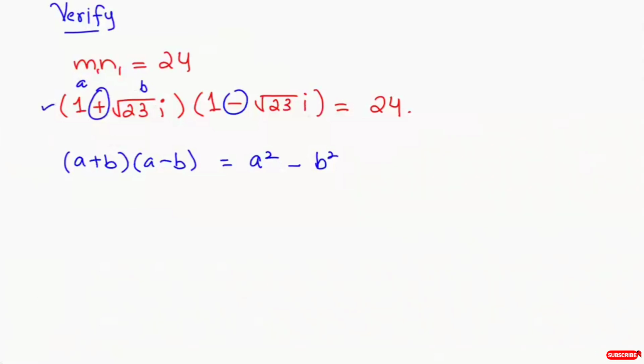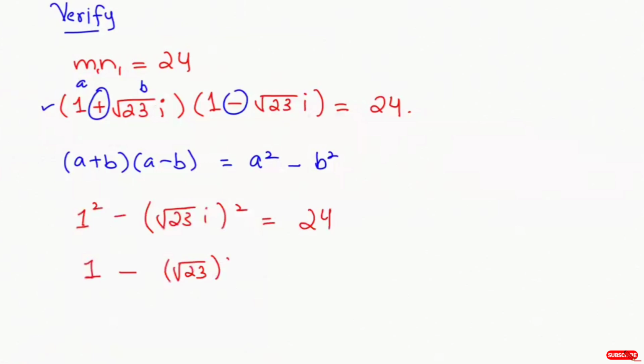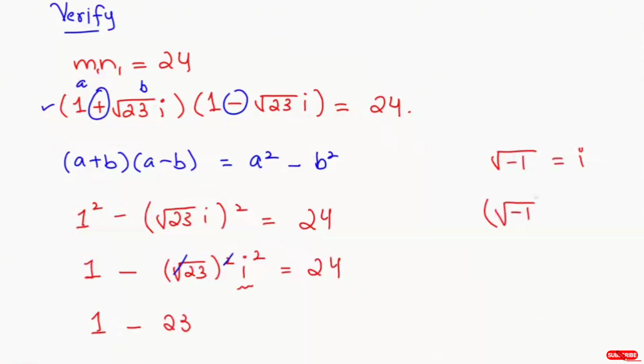So this equation turns to 1 square minus (root of 23 iota) whole to the power of 2 is equals to 24, and this will be equals to 1 minus root of 23 whole to the power of 2 iota square is equals to 24. Here this and this get cancelled, so this will turn to 1 minus 23, and in replacement of iota square I'm going to write root of negative 1 is equals to iota. I'm going to raise here square for removing this root on both sides.